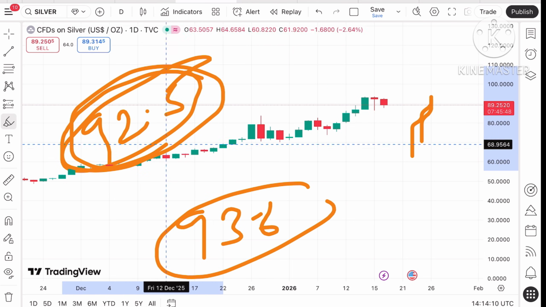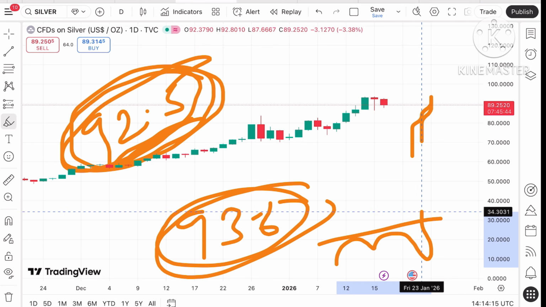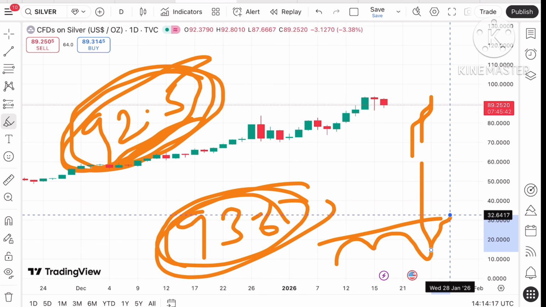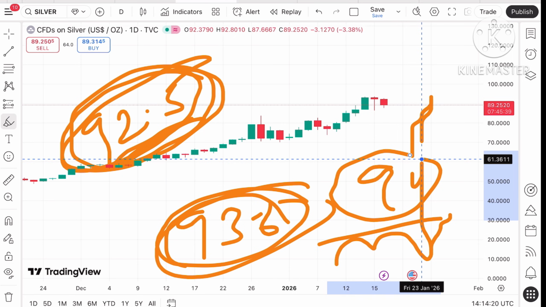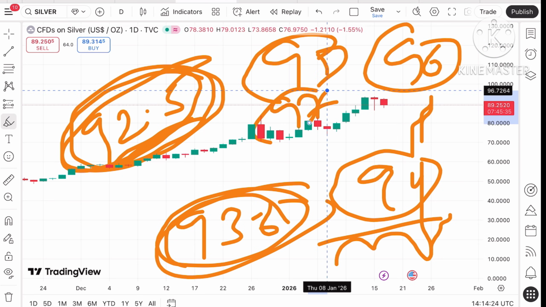Remember, as soon as the price sustains above 92.5, chances of crossing 93.6 are very high, because this level is already weak, so chances are high it can move towards 94, to a level of 95, to a level of 96, or it can move towards 97 also.